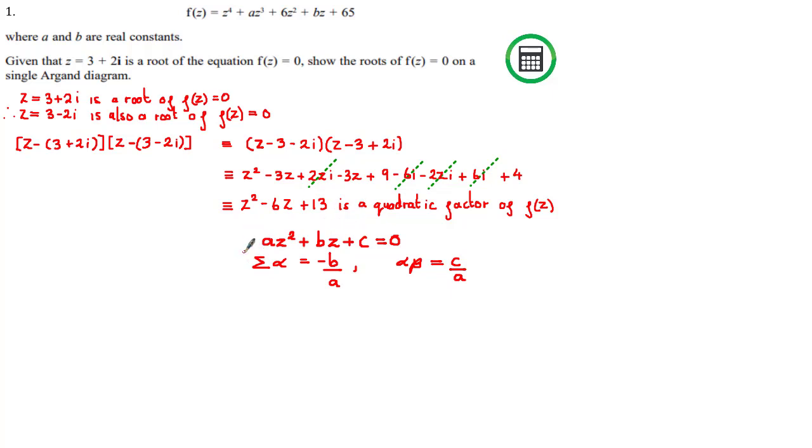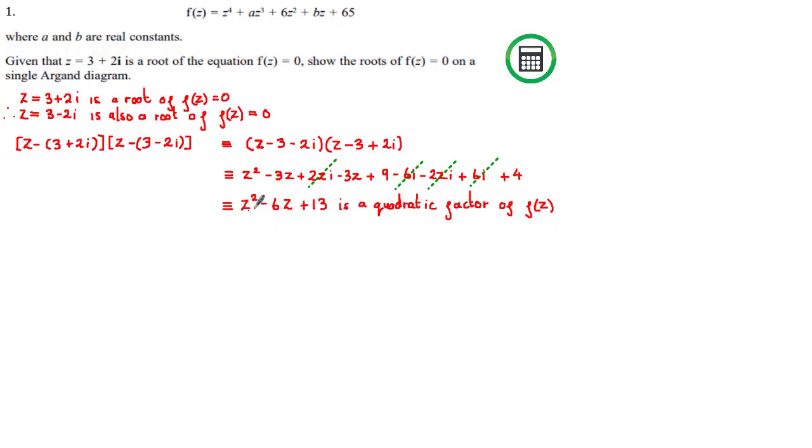We could have also worked out this quadratic factor by using what we know about the roots of a quadratic polynomial of this form, az^2 + bz + c = 0, where the sum of the roots is equal to -b/a, and the product of roots is equal to c/a, where in this case a would be equal to 1. And you would use these results to find b and c.